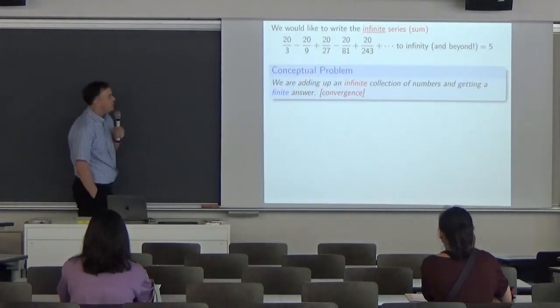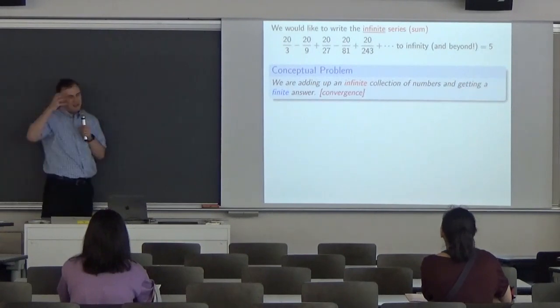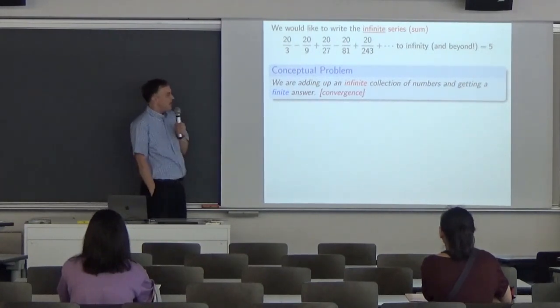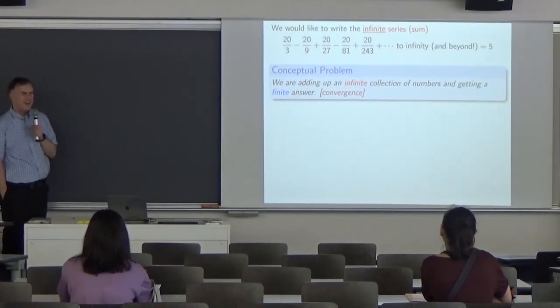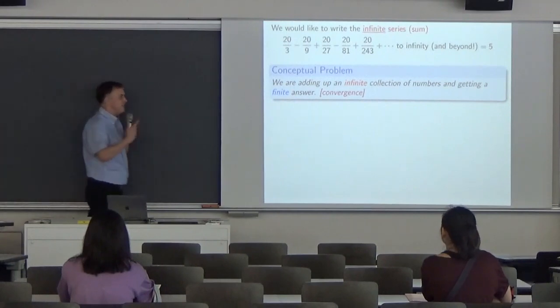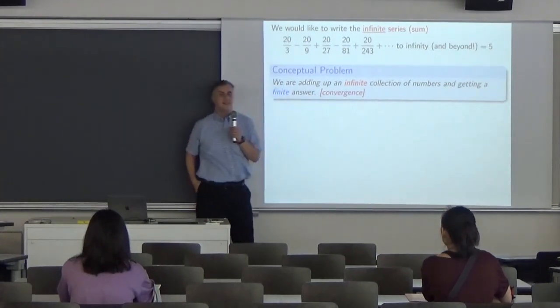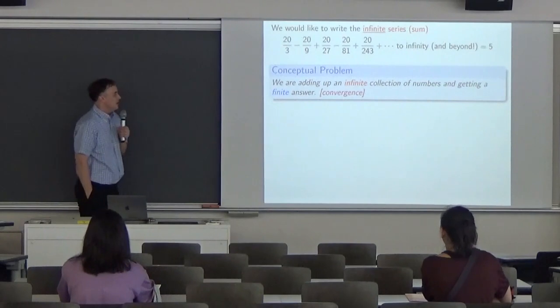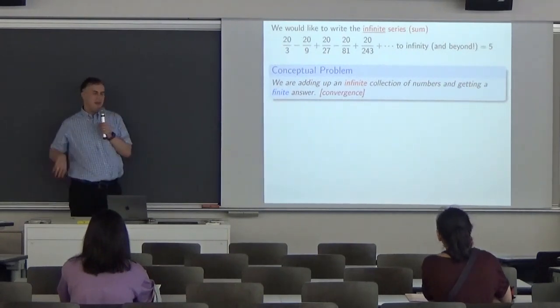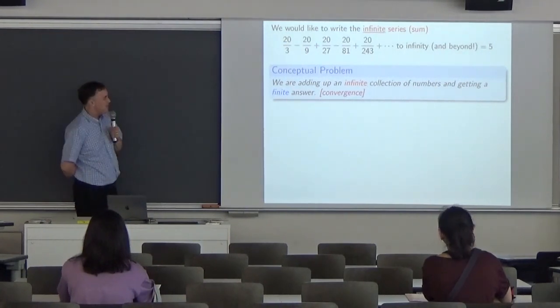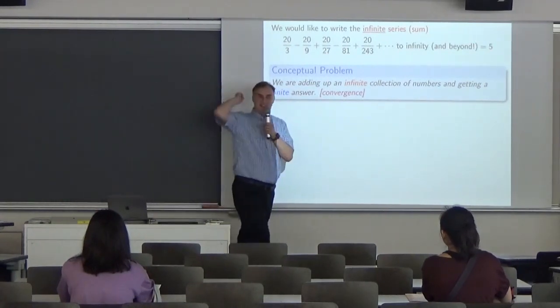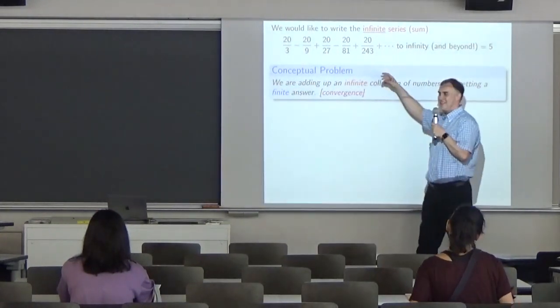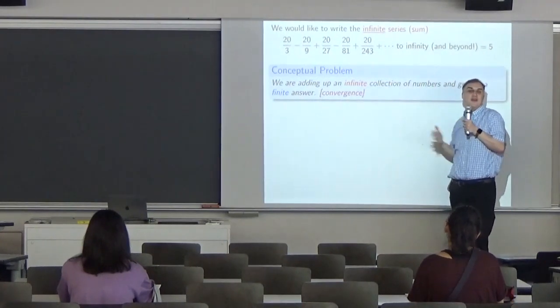And this leads us to a conceptual problem, because what we're effectively doing, if you think about the process, is adding up conceptually an infinite collection of numbers and getting a finite answer. Getting a finite answer is what we basically call convergence. That might seem a bit peculiar. You may well say, yeah, but this is kind of a trick, because some of these numbers are negative and some are positive, so the bits you add on, the other bits get subtracted off, and therefore it's perfectly okay.